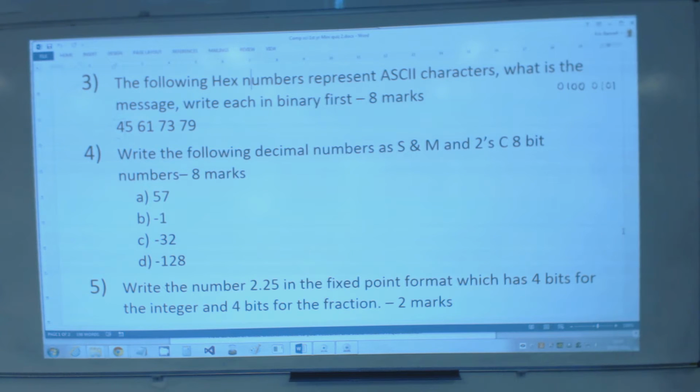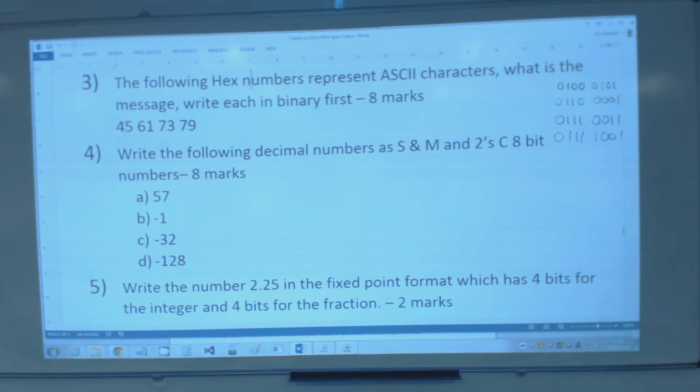Okay? We'll do the ASCII conversion in a sec. So that's the first one. The next one is 61. So we just write down 6. 6 is a nice number. And 1. Next one, 73. So we get all the ones there, and 3, which is that. Then we get 79. So 9 is 1, 0, 0, 1. Okay, so you get a mark for getting each one of those correct.